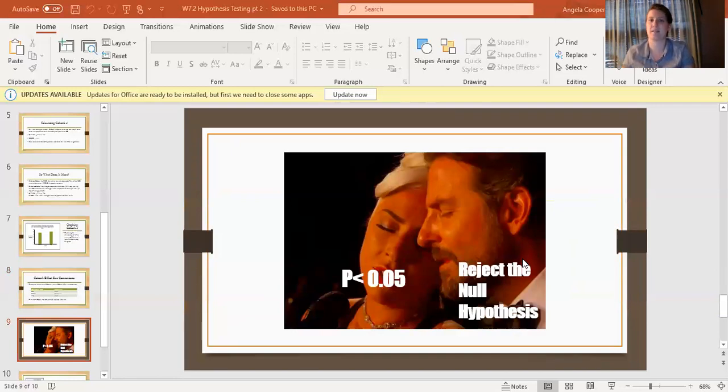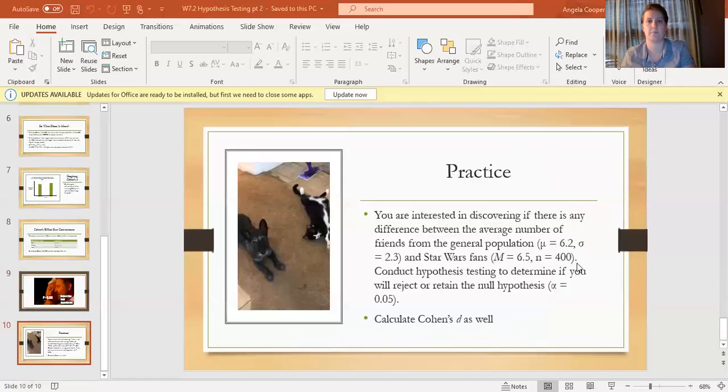This is an oldie, so I probably should update my memes on this, but whenever we have a p-value of less than 0.05, we are going to reject the null hypothesis. Those go hand in hand. We could also add a third one here and say statistical significance, and then boom, you got yourself the trifecta.